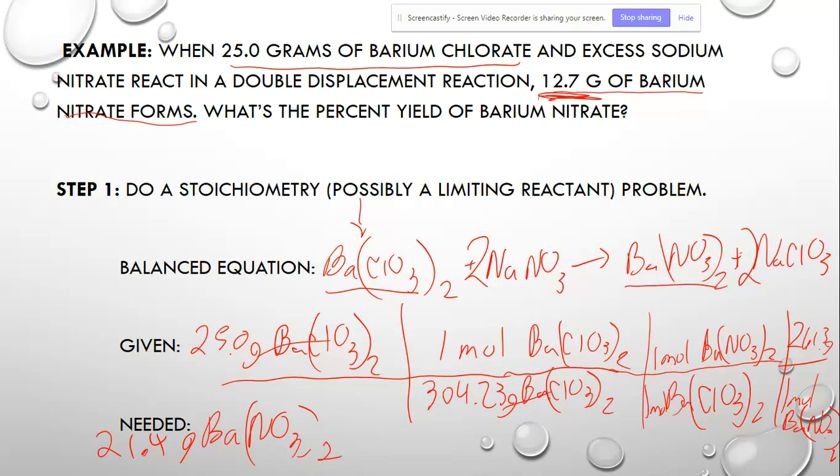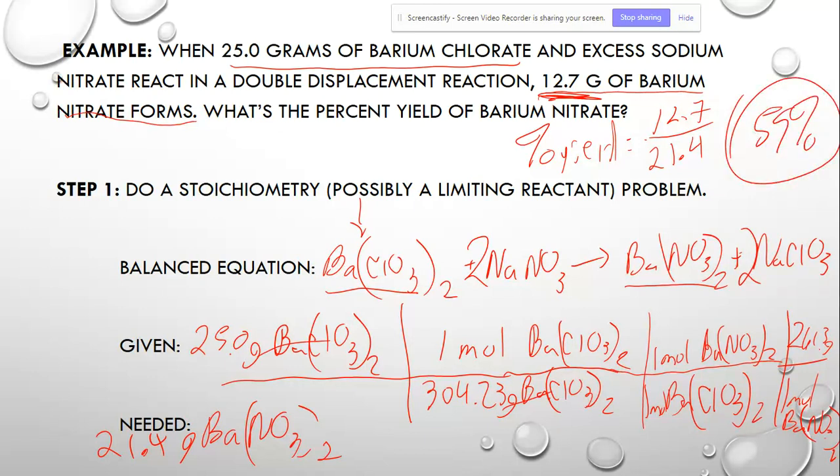What you did get is 12.7 grams. So our percent yield is what we got, 12.7, divided by what we calculated we expected, which is 21.4. And 12.7 divided by 21.4 is 59% yield. So that was our yield. We got 59% of what should have been in that reaction.